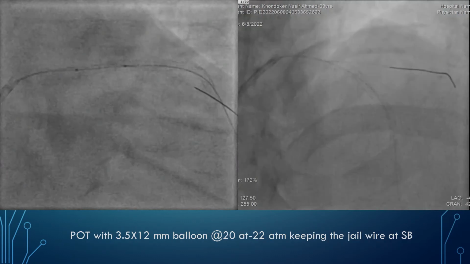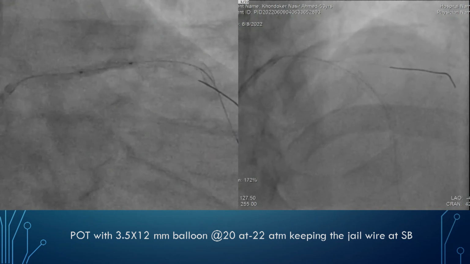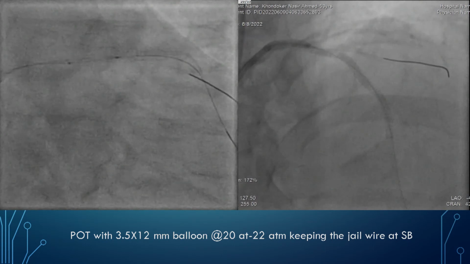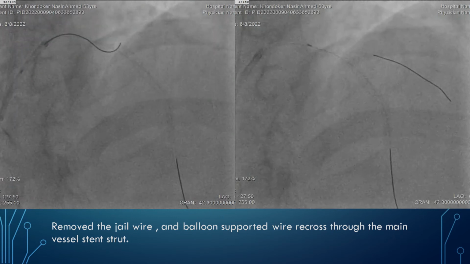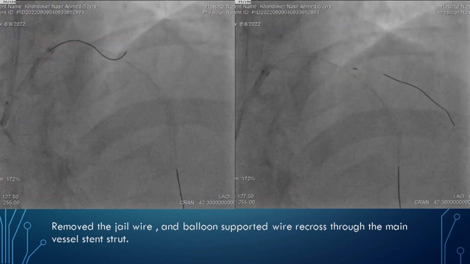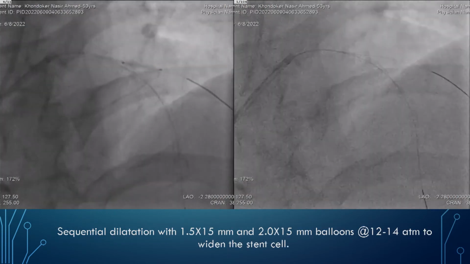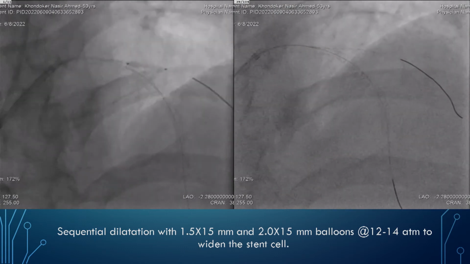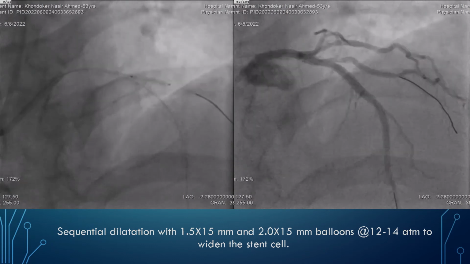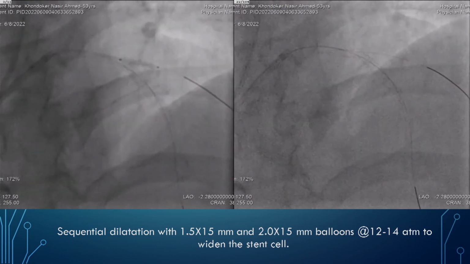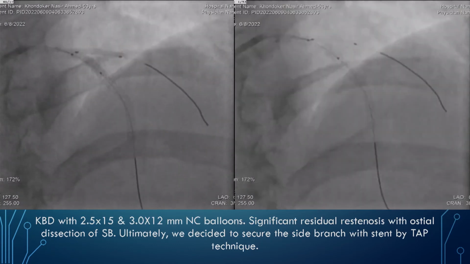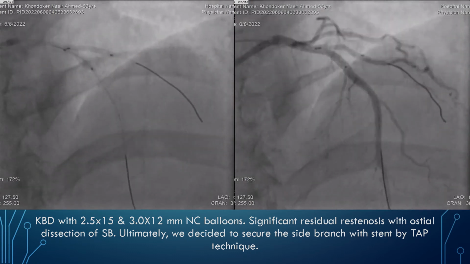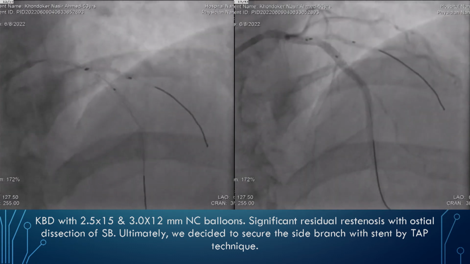And then POT was done with very high pressure, 20 to 22 ATM, keeping the jailed wire in the side branch. And I removed the jailed wire, and a balloon supported wire was taken across the main vessel stent struts. And then sequential dilatations of the stent struts with 1.5 and 2 balloons with 12 to 14 ATM. And then kissing balloon dilatations with 2.5 by 15 and 3 by 12 NC balloons.